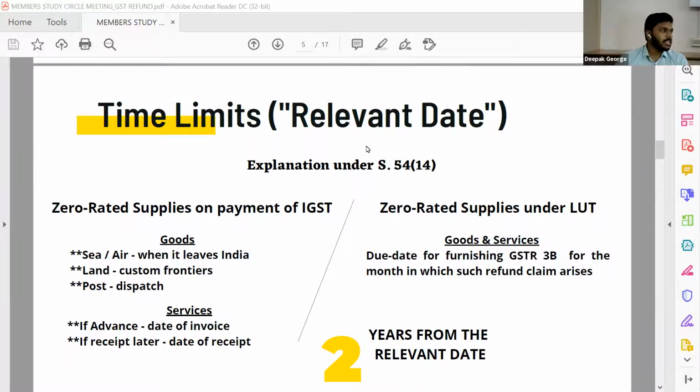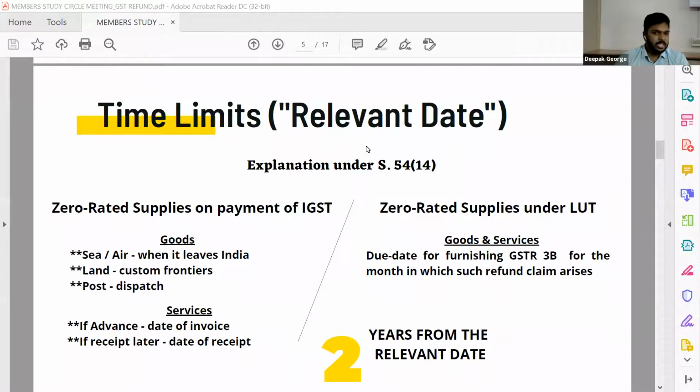If it is through land, then of course, crossing the customs frontiers of India. If it is to post, then the next day after dispatch of the goods would be the first day of the relevant date. So 2 years from that date.